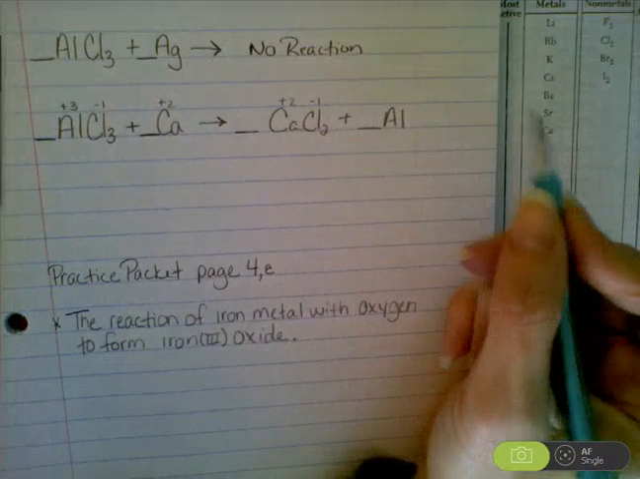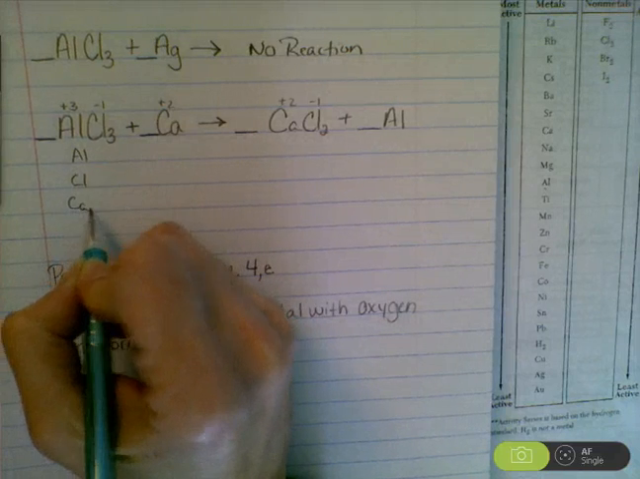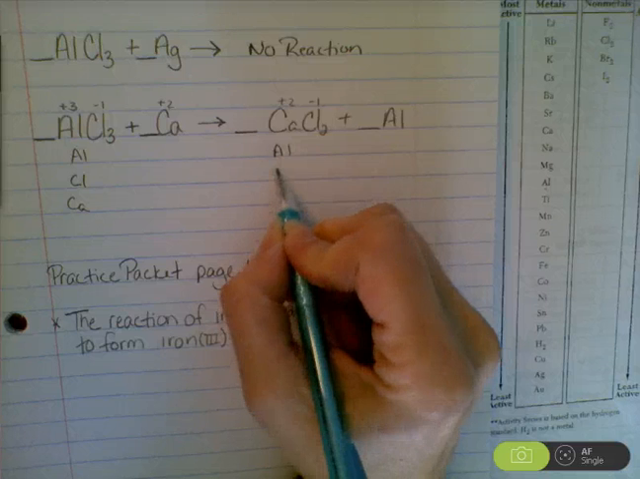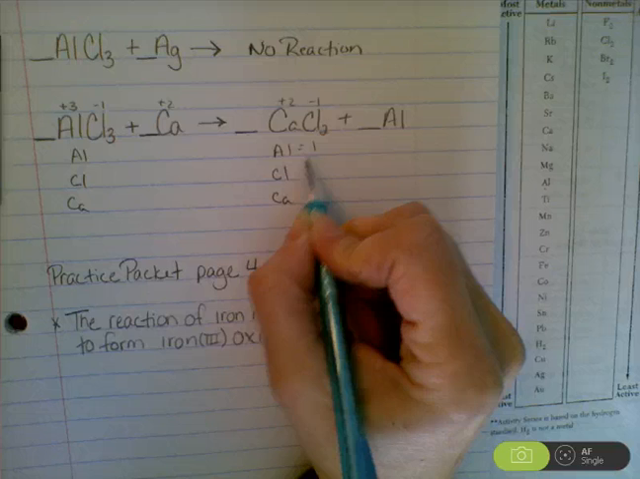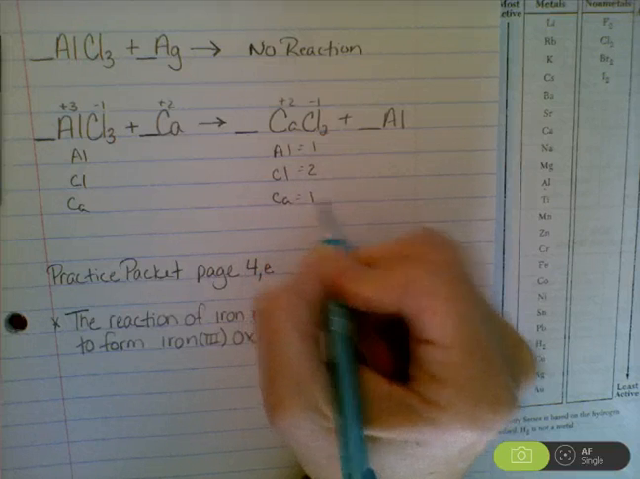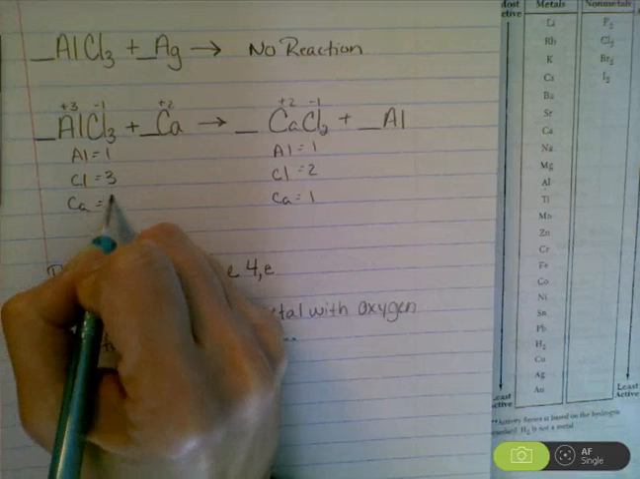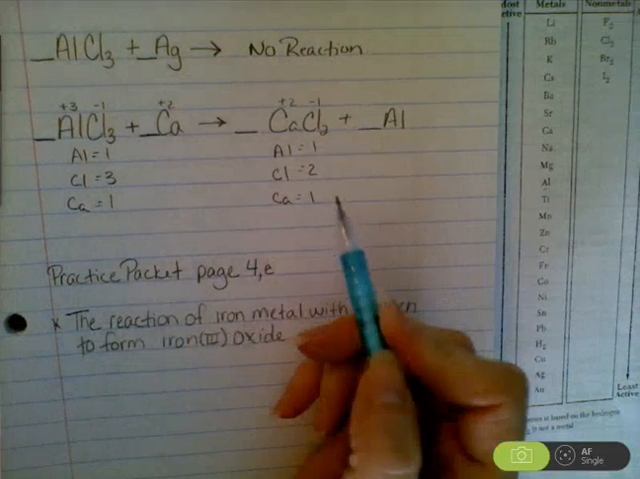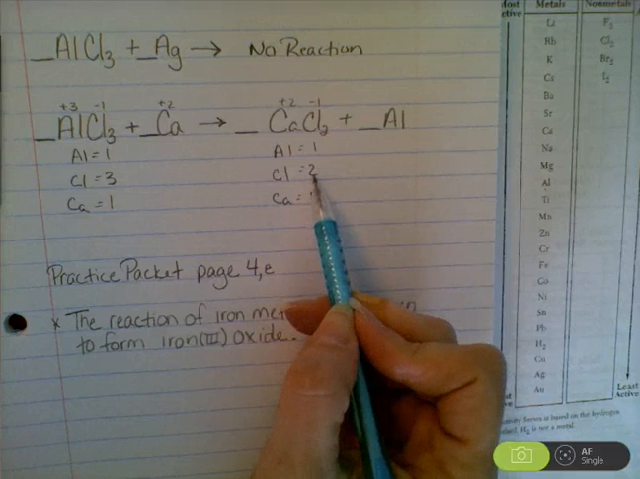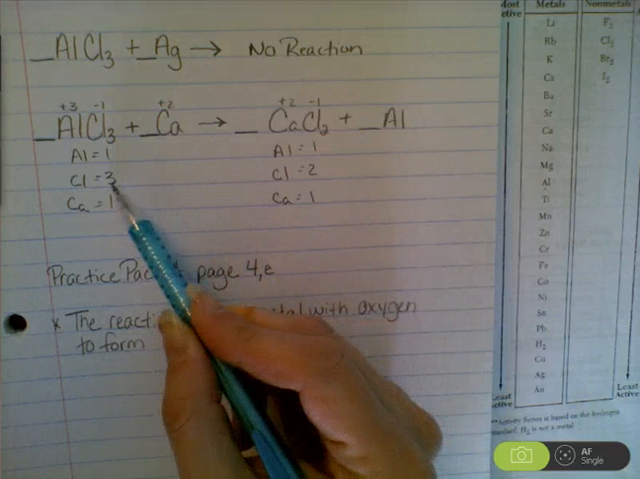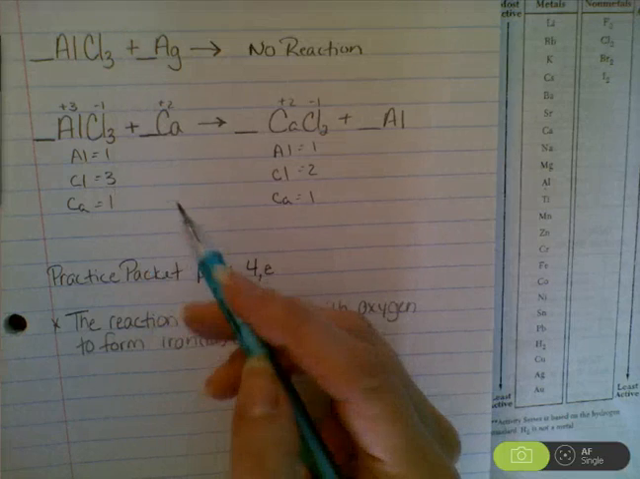Now we need to balance the equation. I have aluminum, chlorine, and calcium on my reactant side, aluminum, chlorine, and calcium on my product side. Now I will count how many total I have on each side and figure out where I need to balance. Alright, so it looks like chlorines are my unbalanced ion. So I have 2 chlorines on the product side, 3 chlorines on my reactant side. So I need to figure out what number 3 and 2 both go into, and that would be 6.